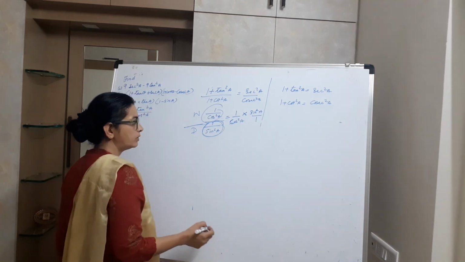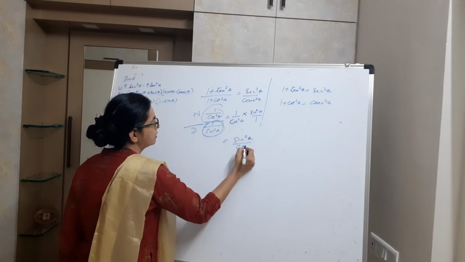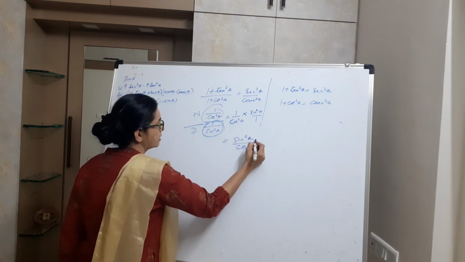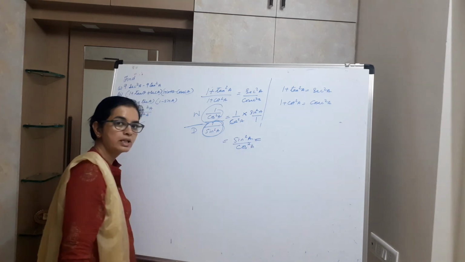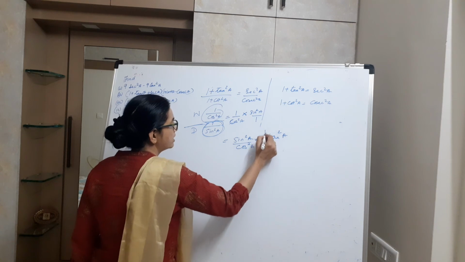We took the reciprocal. What are we getting? Sine squared A upon cos squared A. What is sine A upon cos A? It is tan A. But as we are taking the square, we will write tan squared A.